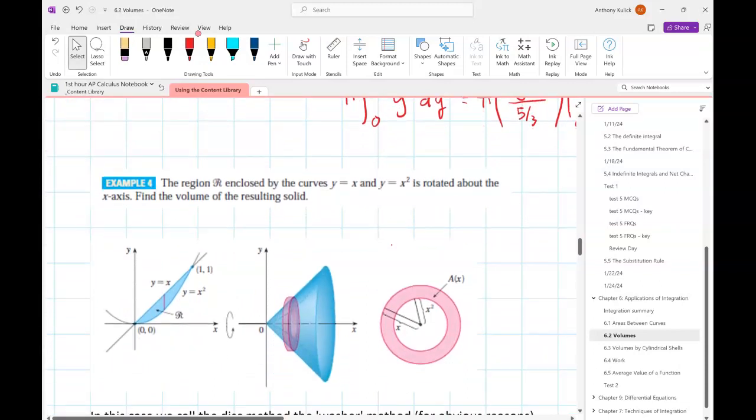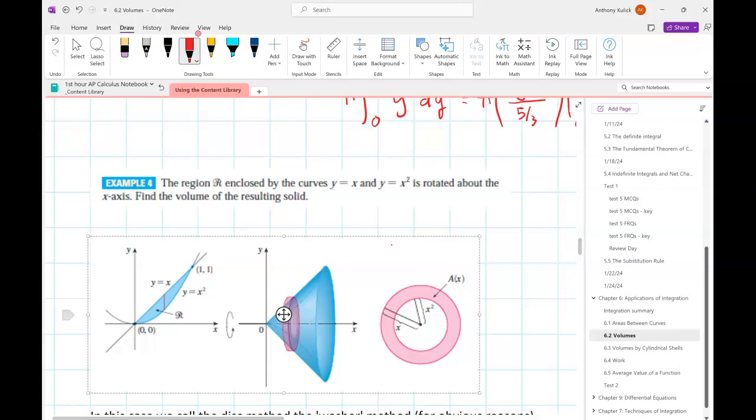Okay. Let's look at another example. Here it says we have the line y equals x and the curve y equals x squared. And I want to take that area between the two curves, calling that this fancy R. And we want to find the volume of the solid when I rotate that about the x-axis.